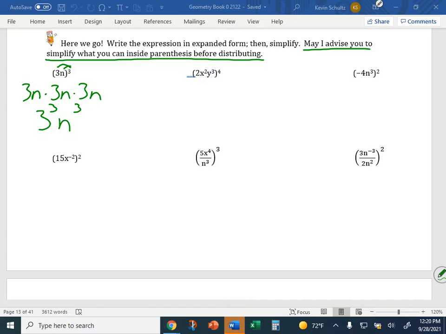Okay. The next one, 2x squared y cubed times 2x squared y cubed times 2x squared y cubed times 2x squared y cubed. Okay. Putting it all together, we have 4 2's. We can write that as 2 to the fourth or 16. Either one's fine. We have a total of 8 x's here, 2, 4, 6, 8.